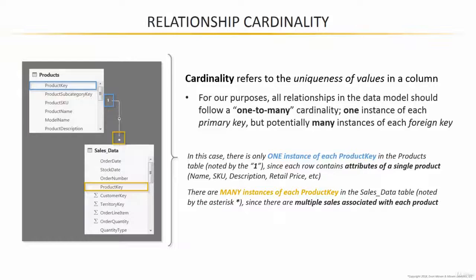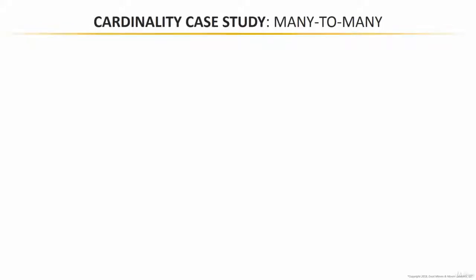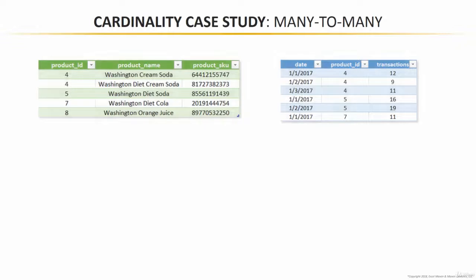Now, the other types of cardinality that we're trying to avoid here are many-to-many or one-to-one. So I thought it would be helpful to put a little case study together for each of those two to show you why we'll be using one-to-many relationships instead. So our first cardinality case study is many-to-many. Now consider these two tables.